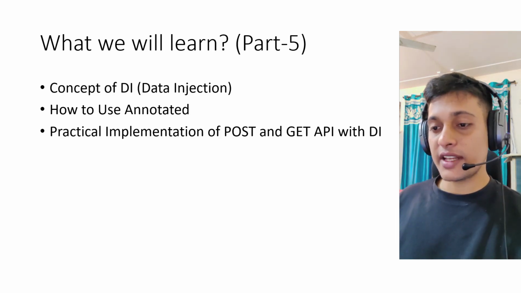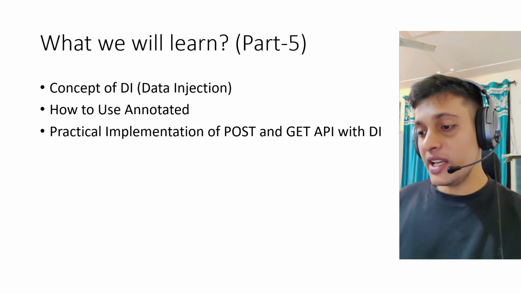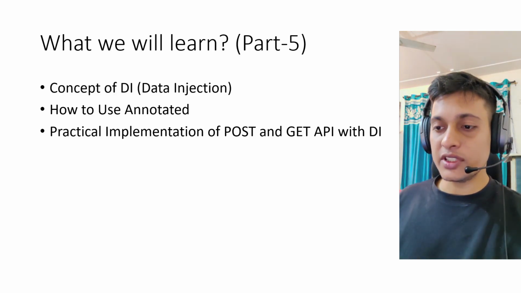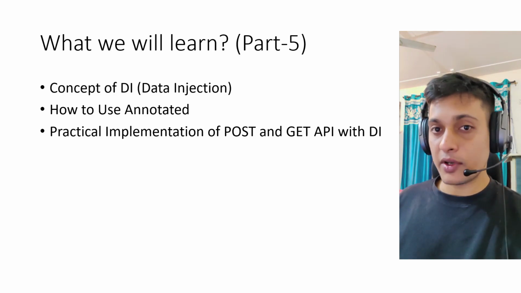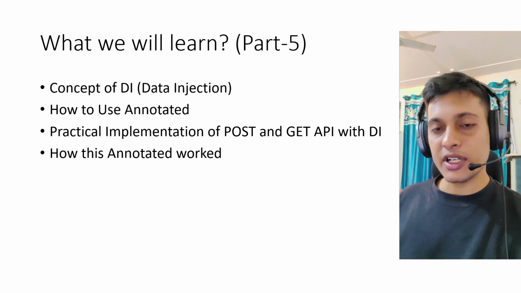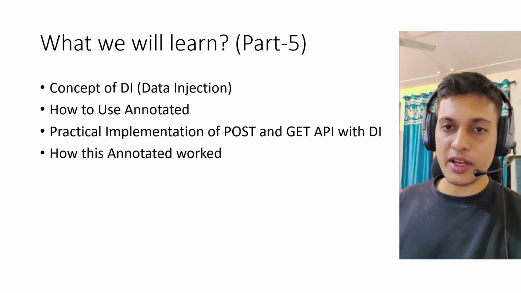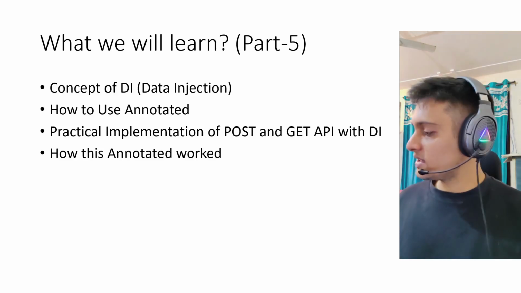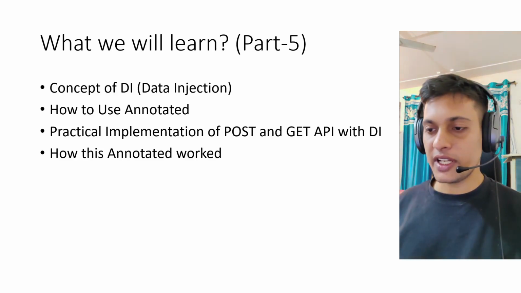So after understanding these two concepts, we are going to implement the post and get API using dependency injection and Annotated. After these three parts, we will see how this Annotated worked between the dependency injection and the FastAPI which you have created. So first let's understand the concept of DI.